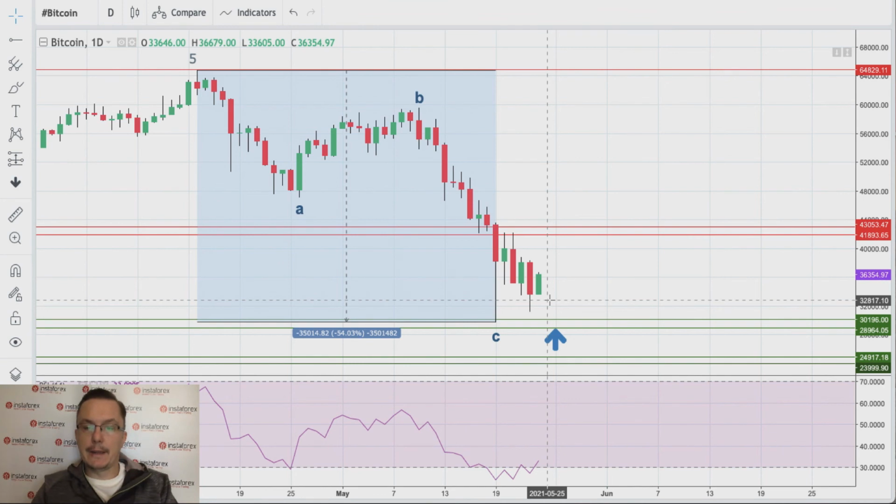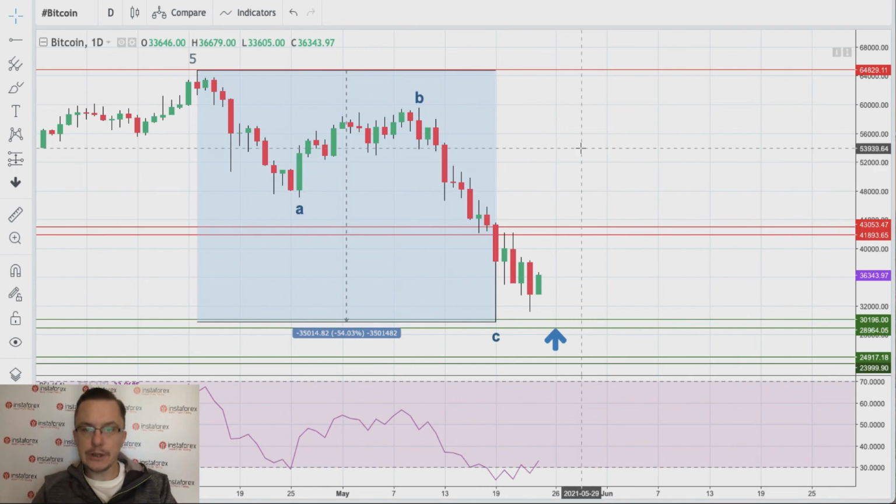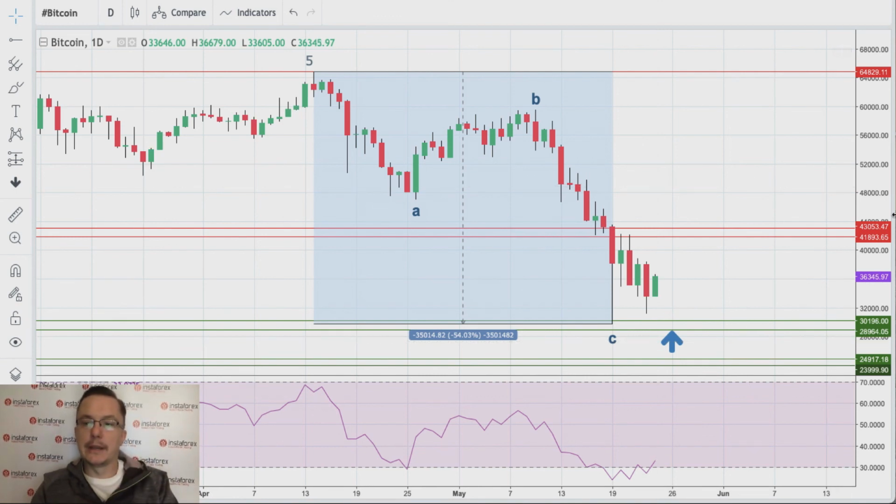So please keep an eye. Two levels here: the lows of the 19th of May, which are at $29,701, and of course the technical resistance. It looks like a key technical resistance right now, $41,893. So please keep an eye on the current developments, and the breakout to the upside means that ABC correction is done. Breakout to the downside means the correction is being extended. So one of these scenarios will take place sooner or later. So please keep an eye on the levels mentioned in this analysis.